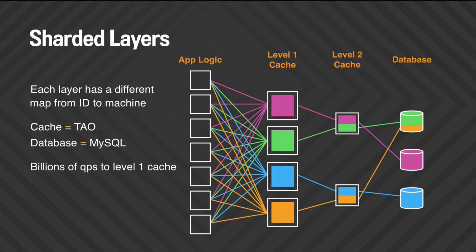So as requests go from the left side of this picture to the right side of this picture, at each level of the cache, we serve a lot of the requests, and we only send some of them on. So there's billions of queries per second going from the application layer to the level 1 cache, and then maybe 10% of those make it to level 2 cache, and then fewer of those make it to the database.